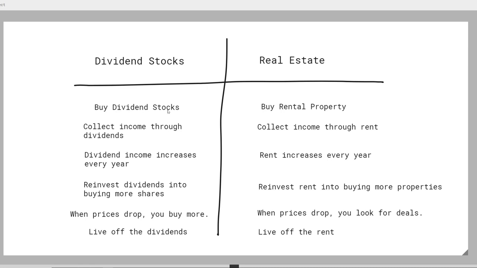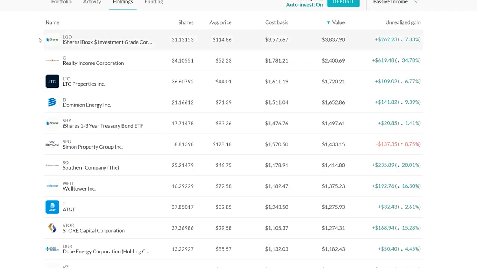I really view my dividend stocks as like buying individual rental properties. I want to collect income through them, like rent. I want that rent to increase year over year. I want to reinvest that rent into buying more properties. If the prices drop, I'll look for deals and I'll try to more aggressively pick them up. And then eventually the goal is to have it be something that subsidizes my cost of living, that helps support my lifestyle later on. Now, I really do view my companies that way.